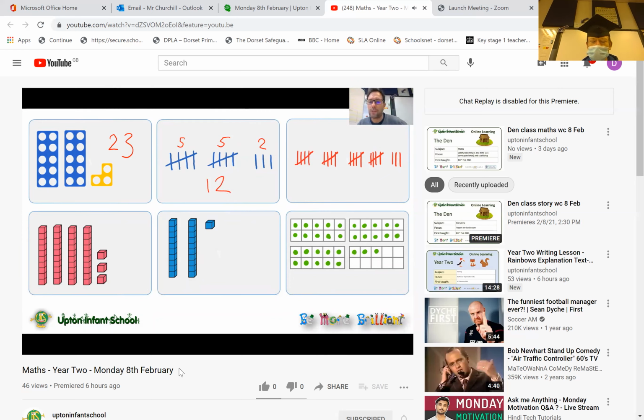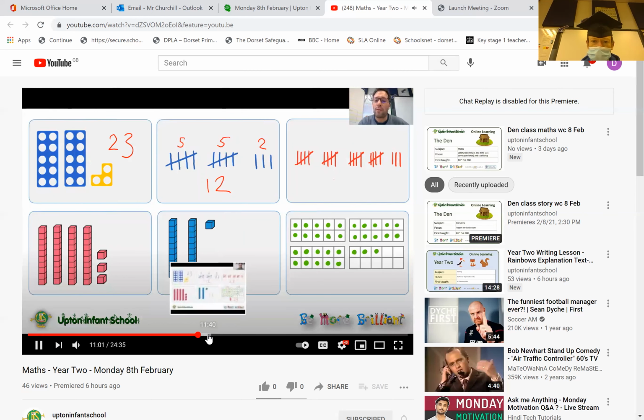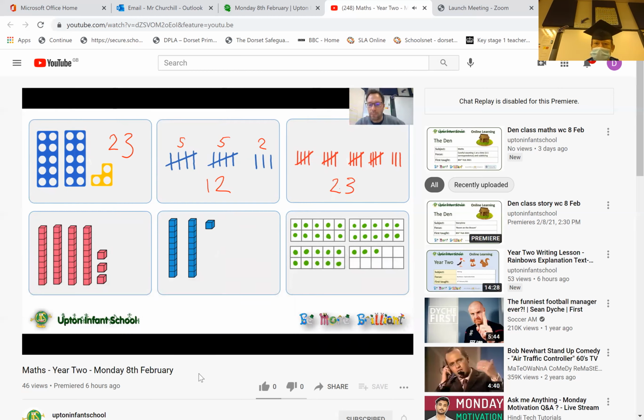Okay, let's look at the next one. We've got five and five and five, 5, 10, 15, 20, and then we've got three more. 23 we've got there. Okay, now we'll go straight underneath that, the green dots are on our 10 frames. Right, and if we filled those tens frames, we've got a complete 10. So I know we've got a 10 and a 10 and a 10 and a 3. So we've got 33. Oh, excuse me, 23.